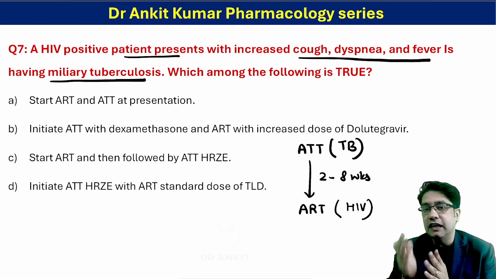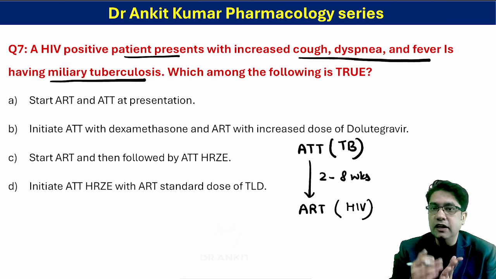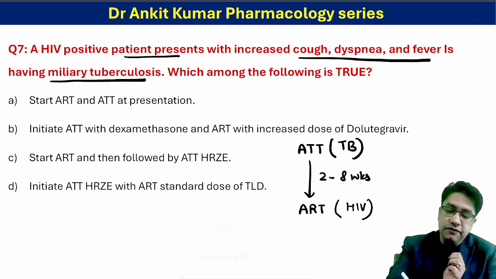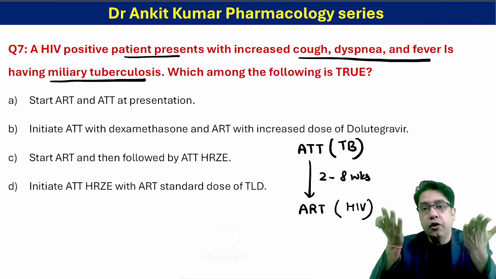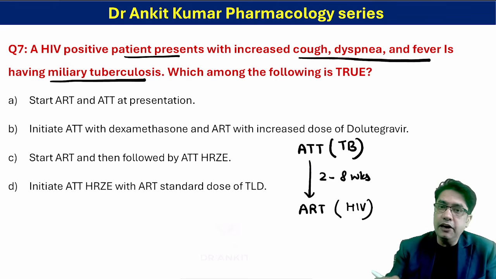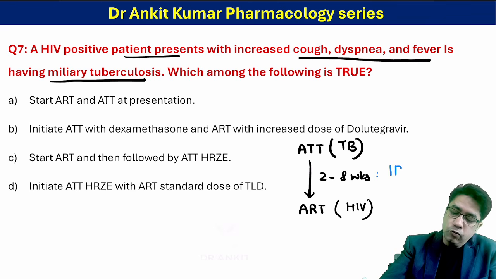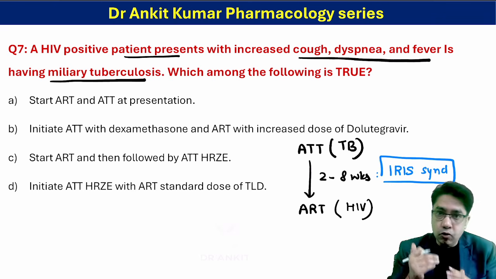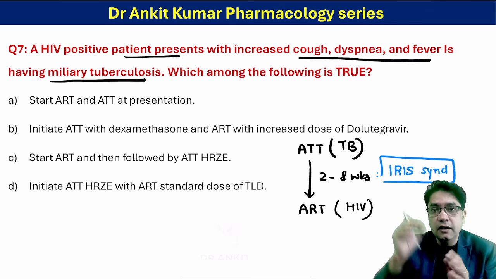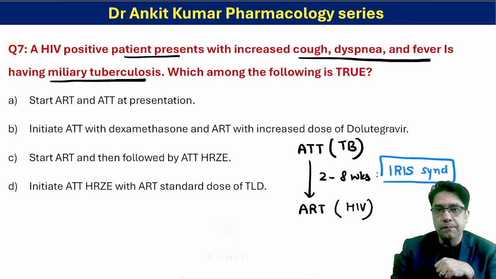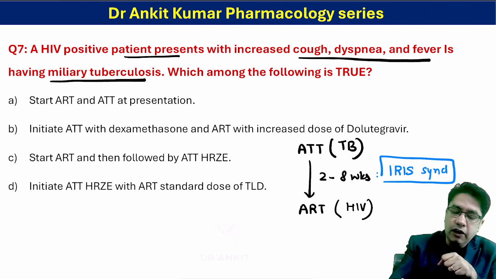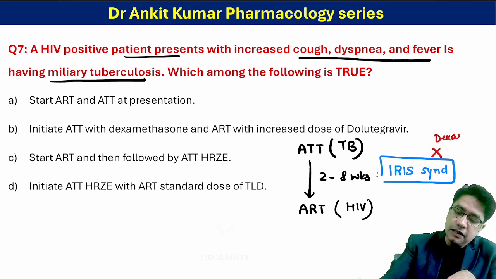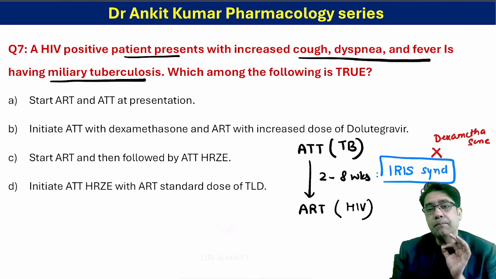Now, why are we keeping a gap of 2 to 8 weeks? Because if you start ART first, don't you think the CD4 count will improve? And if the CD4 count improves, suddenly the body's immunity will increase, and that can lead to a syndrome known as IRIS, immune reconstitution inflammatory syndrome. So to avoid this IRIS, we can sometimes give a corticosteroid like dexamethasone also, because it can be very dangerous.